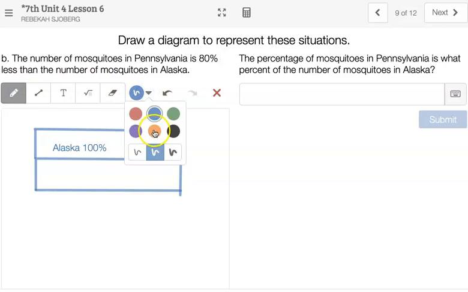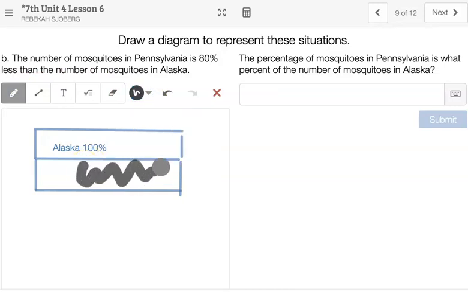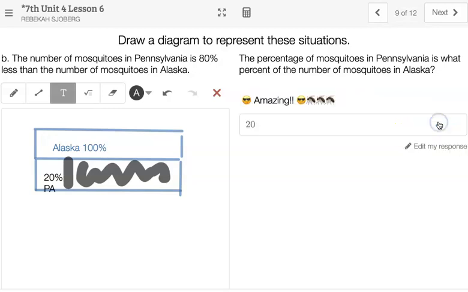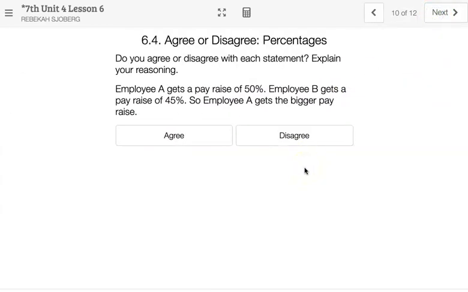this is just getting erased. So like 80% here, this is gone. All that we have left is over here, just this 20%. So 20% is all that's left when we took that 80% away, and that's Pennsylvania. So the percentage of mosquitoes in Pennsylvania is 20% of the Alaska mosquitoes. Yep, we got a lot of mosquitoes in Alaska. Okay.